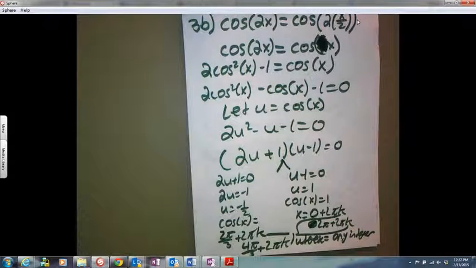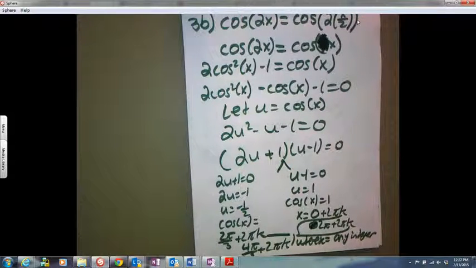Let me know if there are questions. Again, the final answer is a little bit cut off down here. I'll move it up in a sec. The final answer is 2 pi over 3 plus 2 pi k, 4 pi over 3 plus 2 pi k, 0 plus 2 pi k, and 2 pi plus 2 pi k. And again, if there are questions comparing your work to mine, please let me know.